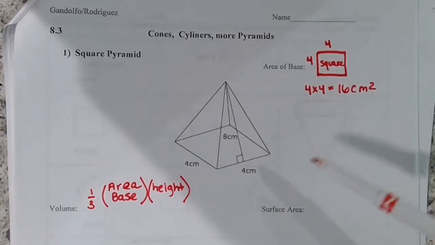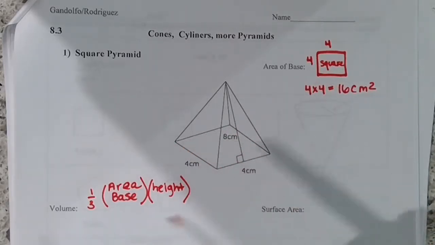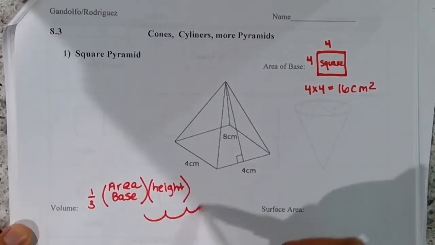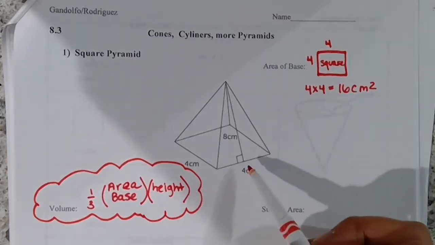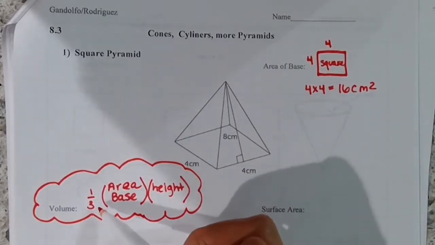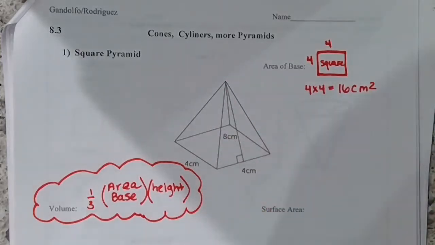So first we have find the area of the base. Easy, area of the base is a square, 4 by 4 is 16. Then we have the volume of the base. Volume for a pyramid is 1/3 area of your base times your height. We have the 1/3, we know the area of the base is 16, but what's the height? That is actually a little bit tricky.